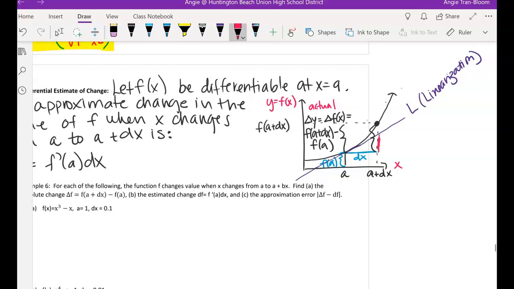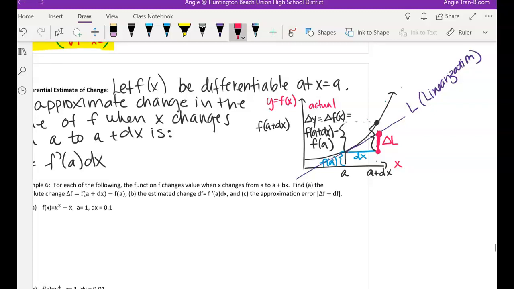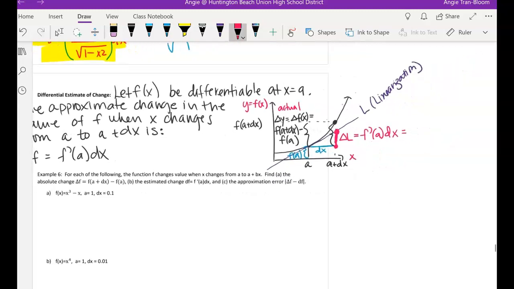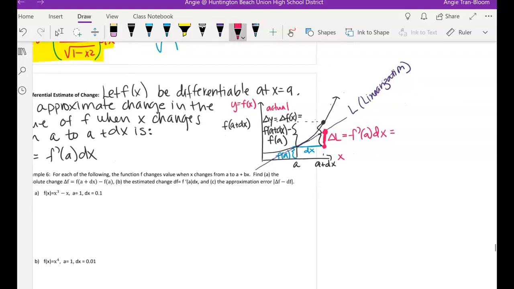This piece, from here to here, okay? That right there is the approximation, it's a change. And, well, that's the difference in linearization. Well, by definition, it's f prime of a times dx, which is a change in x, which, as you know, is the approximation change in y, from a to a plus dx. So this is what they're really saying.